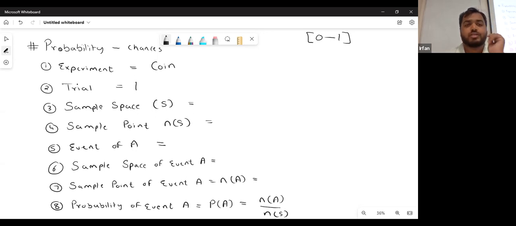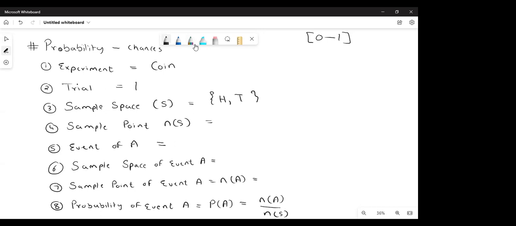If you flip the coin, guys, what are the possible outcomes? Either head or tail. The sample space means all the possible outcomes of an experiment. Either I can get head or I can get tail. Anisha, I'm audible? Yes, sir. Okay.